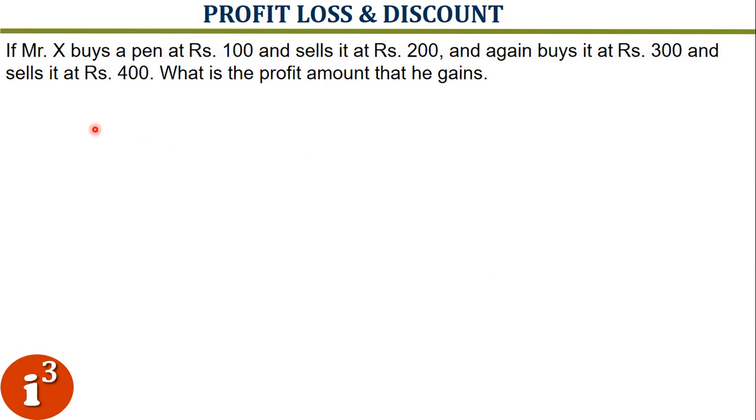Before we start, let's try to understand the very basic concept of profit and loss with this question. If Mr. X buys a pen at rupees 100 and sells it at rupees 200, and again buys it at rupees 300 and sells it at rupees 400, what is the profit amount that he gains? There are two transactions, each a purchase and a sale. So what is the total profit?